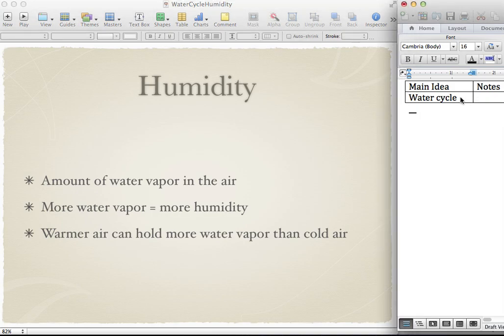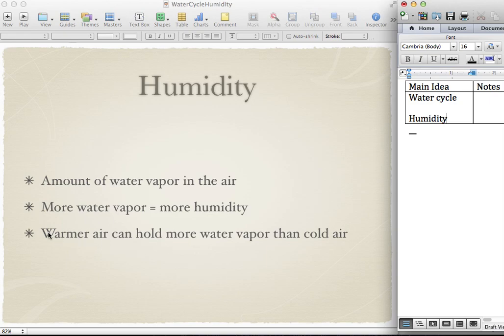What we're going to focus on today is humidity, which is the amount of water vapor in the air. Right? If we have more water vapor, we have more humidity. Where it gets a little tricky is that air can only hold so much water vapor. Right? And this makes sense. You can't have an infinite amount of water vapor in the air. We can't just keep evaporating water forever.